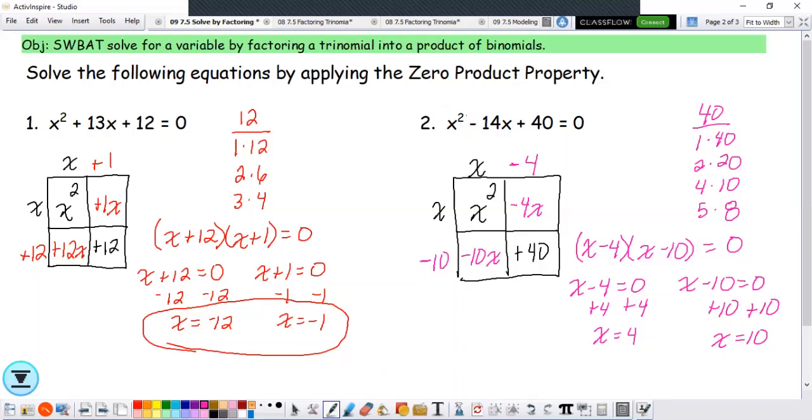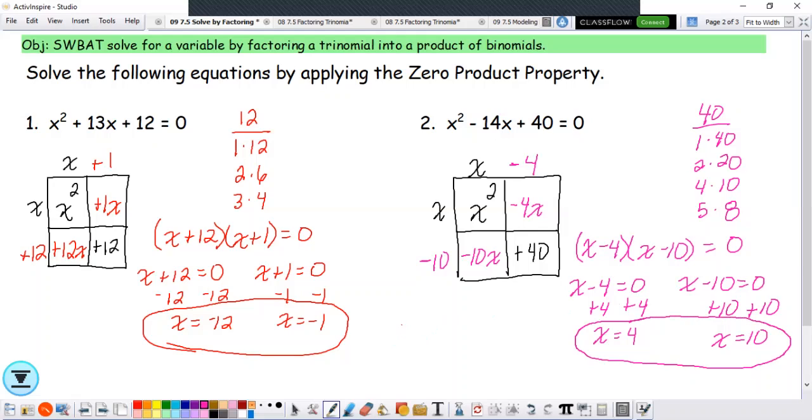And we can check. So 4 squared is 16. Negative 14 times 4 is negative 56. So 16 minus 56 is going to be negative 40. Plus 40 is 0. 10 squared is 100. Negative 14 times 10 is negative 140. So 100 minus 140 is negative 40. Plus 40 is 0. So these are our solutions.